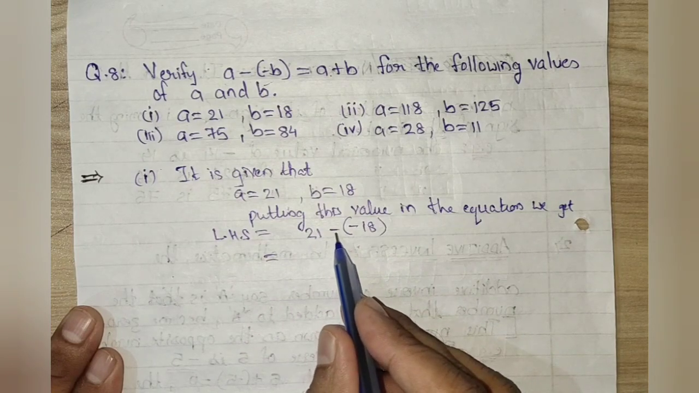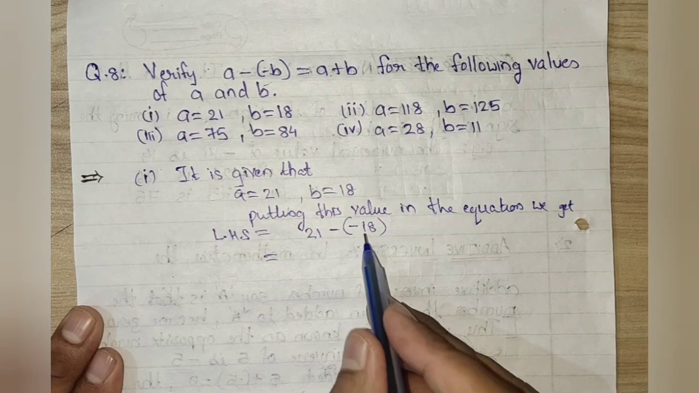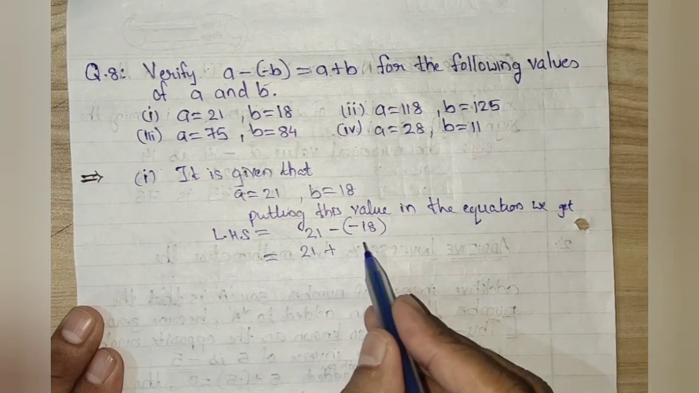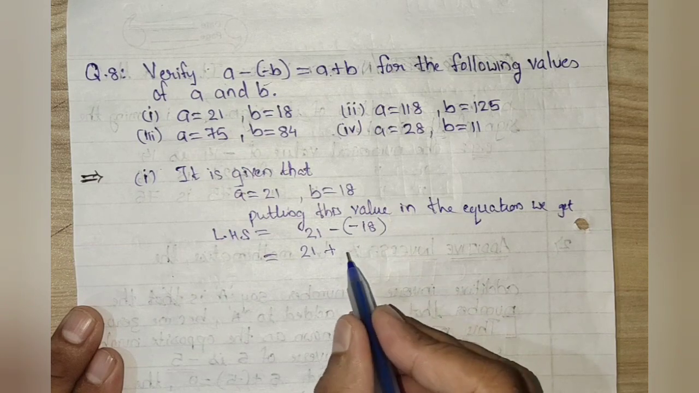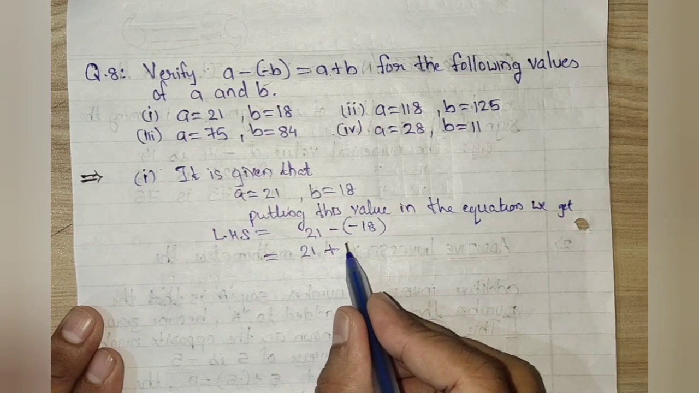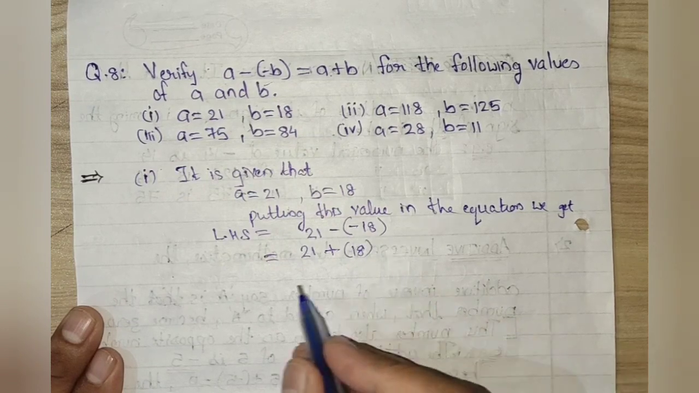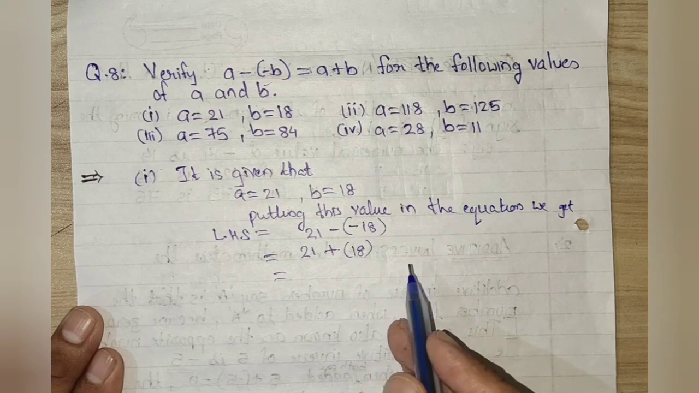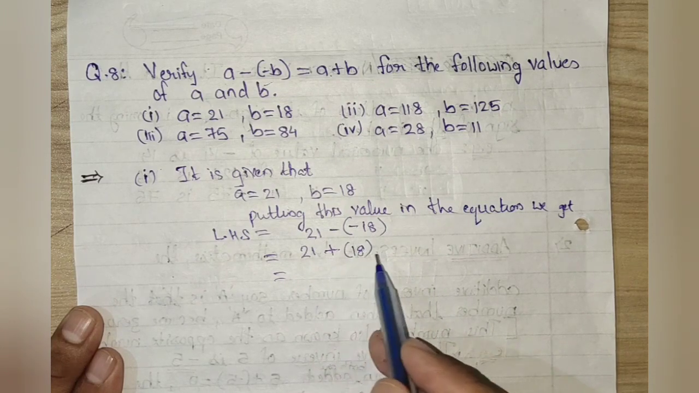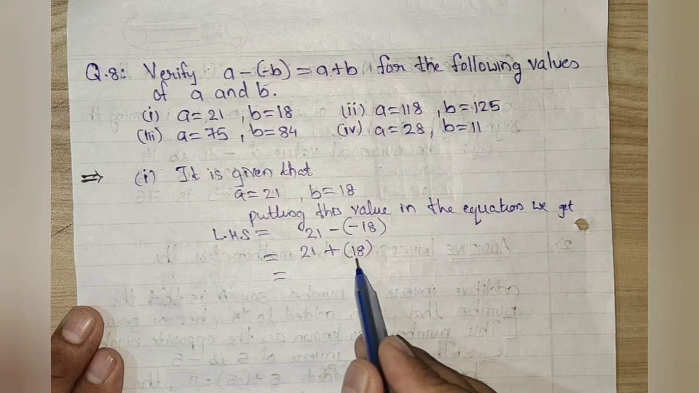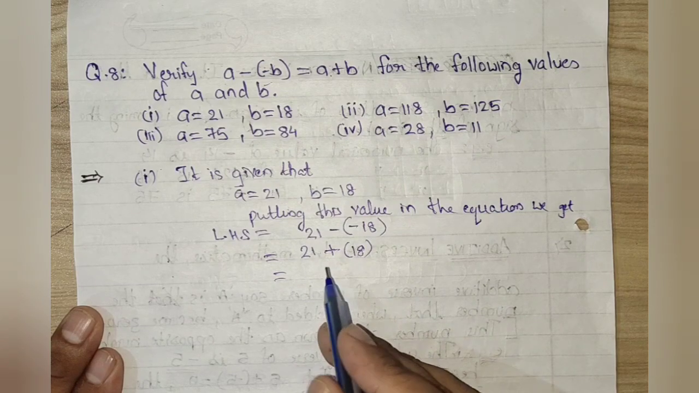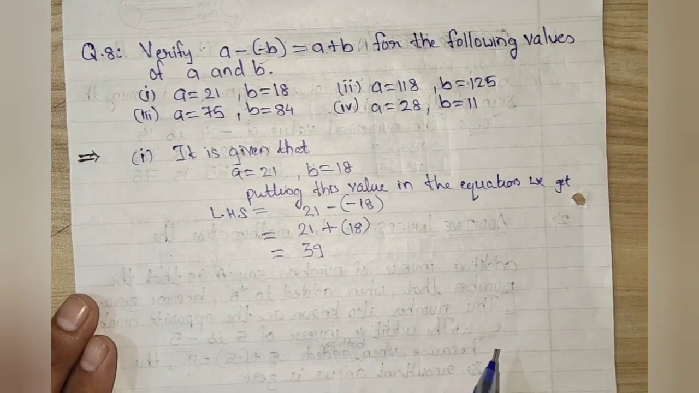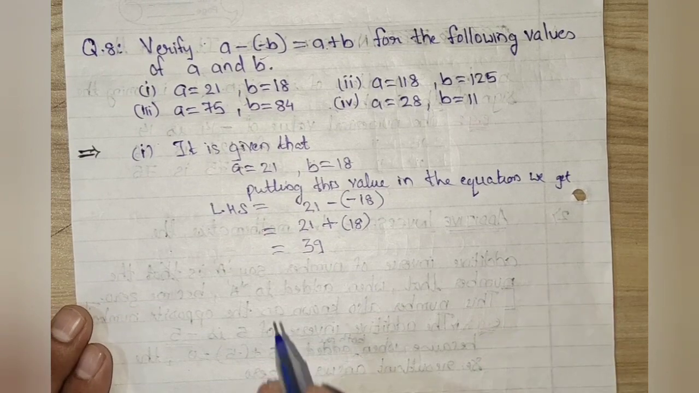So we are subtracting two integers. Therefore, what we do? We add the additive inverse of minus 18. And what is the additive inverse of minus 18? 18. Now we are going to add two integers with the like sign. What we do? We just add them and give the common sign. So 20 plus 10, 30, 30 plus 8, 38, and 1, 39. LHS is 39.